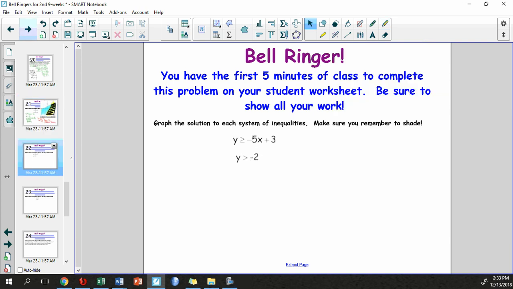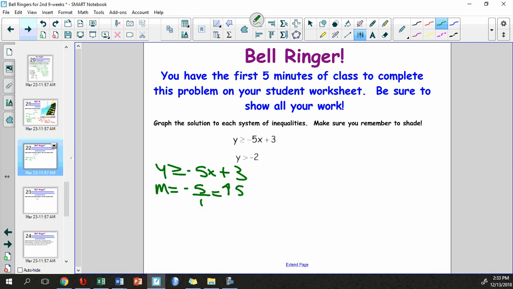Next, same exact concept. I'm going to go ahead and graph y is greater than or equal to -5x plus 3. That means my slope is -5/1. That means I'm going to go up 5, and I'm going to go to the left 1. My y-intercept is going to be the point (0, 3). And I'm going to have a solid line this time because it's greater than or equal to, and I'm going to shade above.